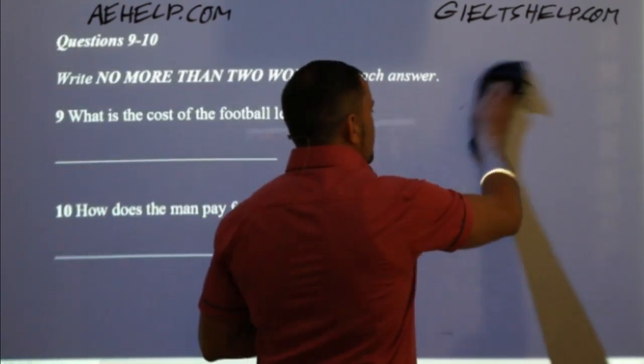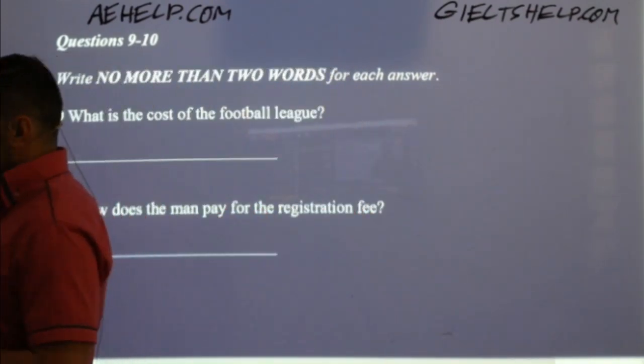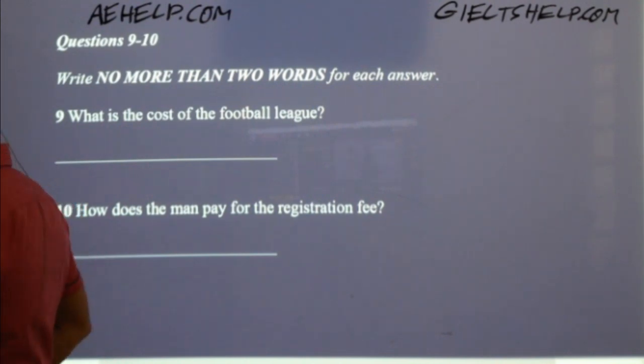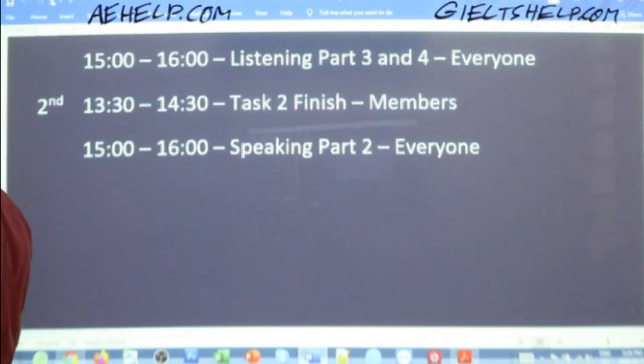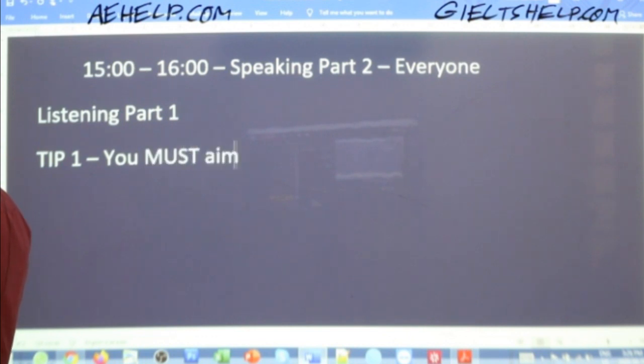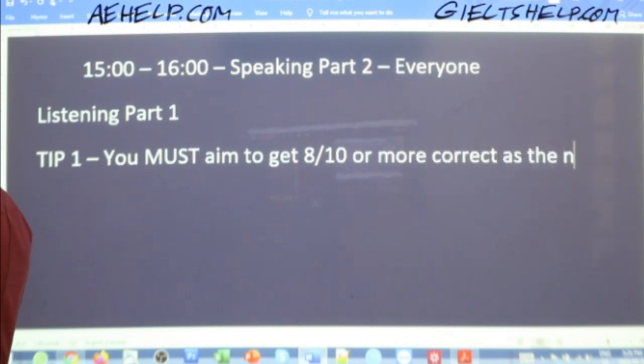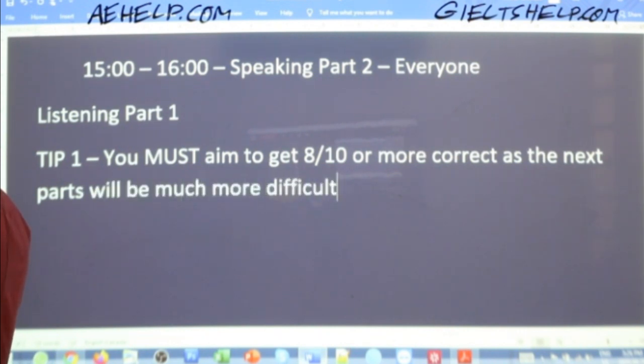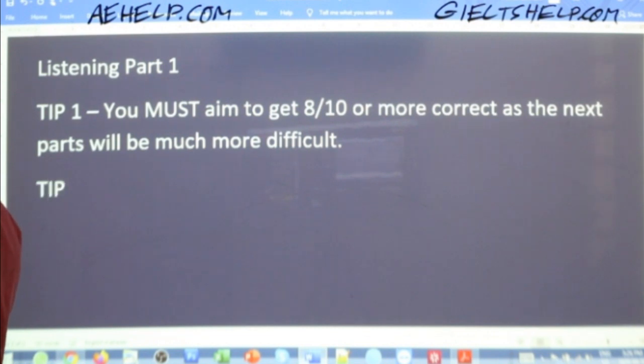So here is a little tip, a couple of points for listening part one, okay? I'm going to give you a few tips here. Tip one: you must aim to get 8 from 10 or more correct, as the next parts will be much more difficult. Okay, so you need to get that at least. Okay, tip number 2 for part 1: do not rush.